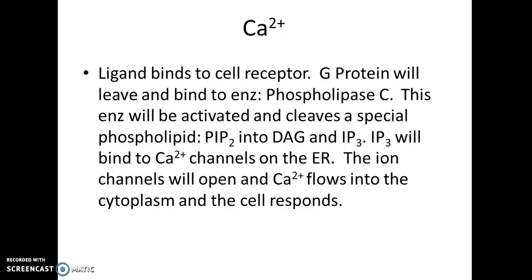Calcium. So a calcium ligand binds to the cell receptor. The G protein will leave and bind to an enzyme called phospholipase C. I don't know what happened to A and B, but phospholipase C is the enzyme that we like. This enzyme will be activated and cleaves a special phospholipid, PIP2. PIP2 is broken down into diacylglycerol and IP3. No, it's not Italian Pizzeria 3. IP3 will bind to calcium channels on the endoplasmic reticulum. The ion channels will open and calcium flows into the cytoplasm, and the cell responds.